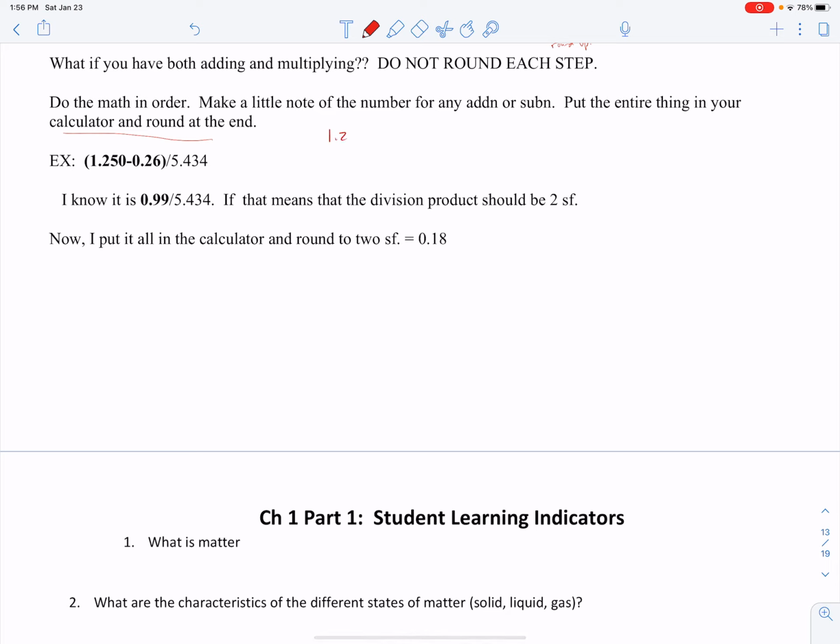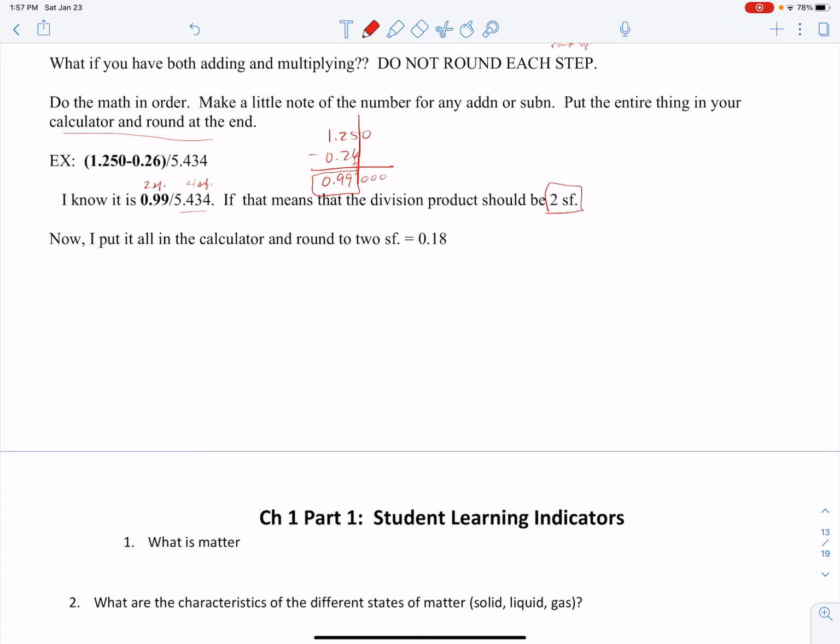And so 1.250 minus 0.26. This is the shortest place value. That's the hundredths place. So when I subtract, I'm going to get 0.99000. But look, I'm going to keep it, and this is going to give me 2 sig figs. And then over here on the right, that has 4 sig figs. So I know my final answer needs to be rounded to 2 sig figs.